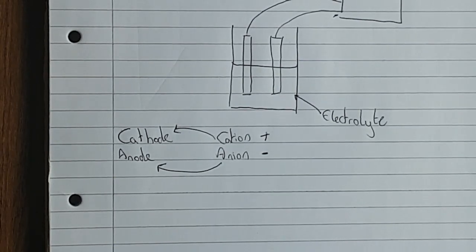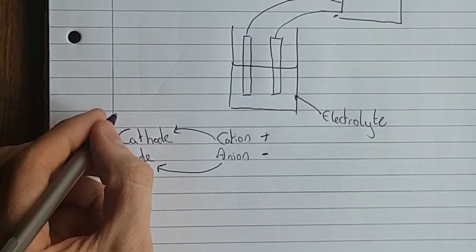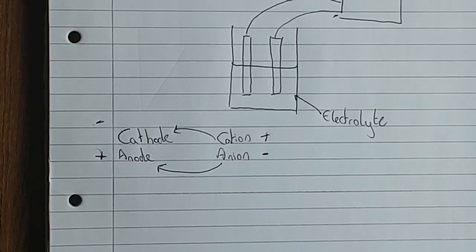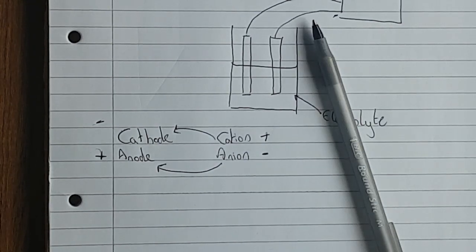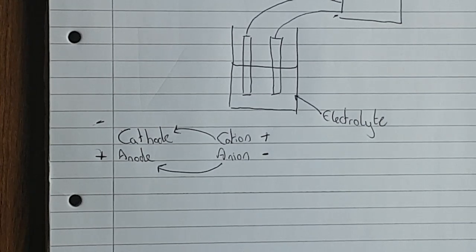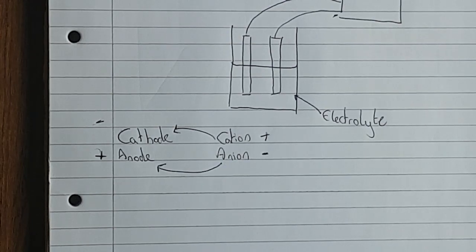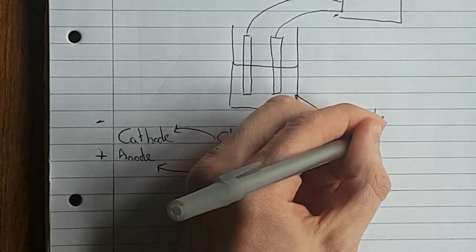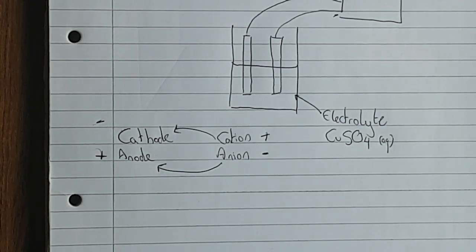Because our cation is positive and is attracted to the cathode, that must make our cathode negatively charged, and therefore our anode positively charged. Students tend to get a little bit confused, thinking that everything that begins with cat must be positive, and everything beginning with an must be negative, which is not true. Anion is negative, cation is positive, and if positive is going to be attracted to negative, that means the cathode has to be negative and the anode has to be positive. And our electrolyte is just whatever it is that we're separating. You probably would have done copper sulfate solution.